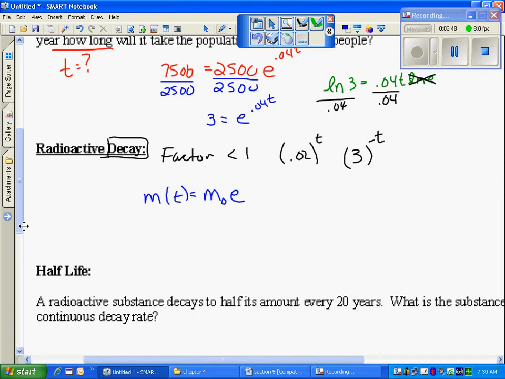So how do I make this become decay? How do I make my factor less than 1? Well, that's when I put negative r times t. Time can't be negative. r has to be negative because if I'm decaying, my rate is going down. So we say it's negative. So in a particular case, we're interested in this thing called half-life.